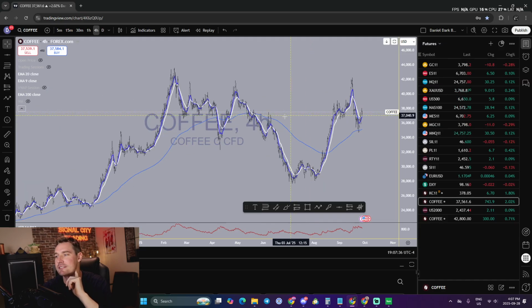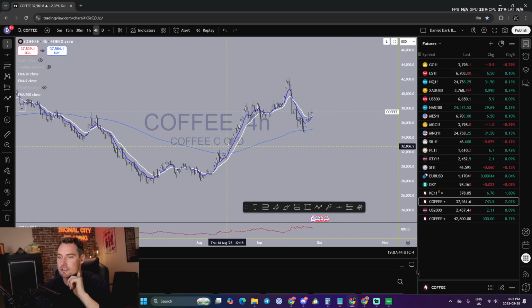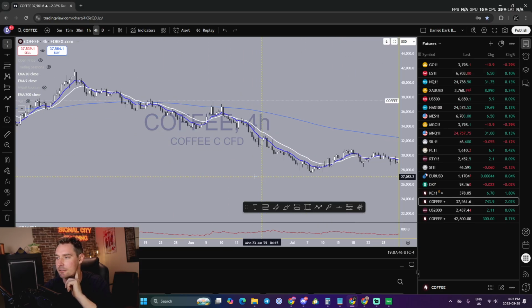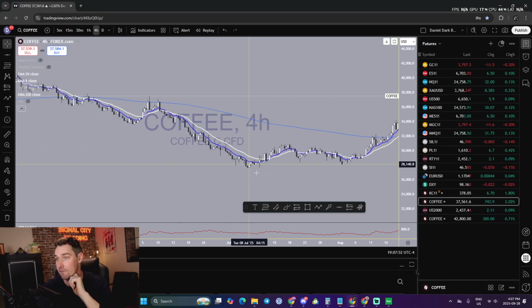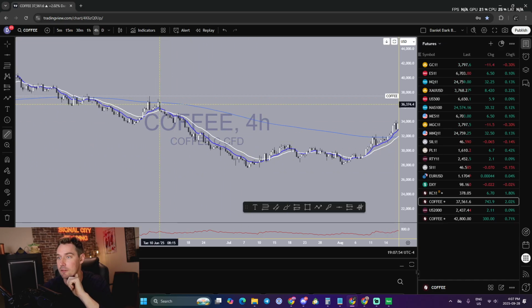Coffee's one of those things where if you get a sniper tick entry, you could literally make thousands of dollars. I mean, it just runs like you wouldn't believe. Look how clean the run is. Imagine getting in short here. And if you don't think that's a good move, let me show you. This is a 23% run on coffee.